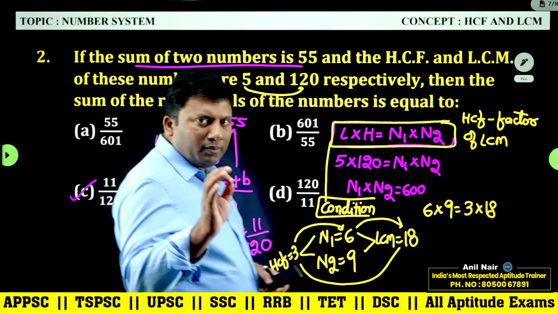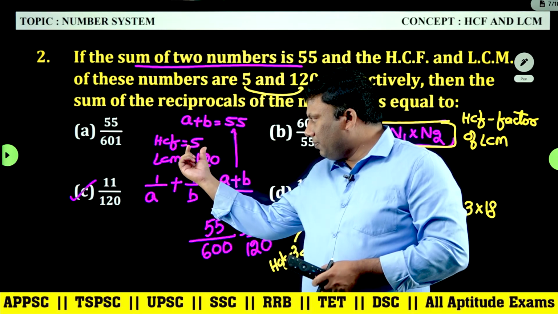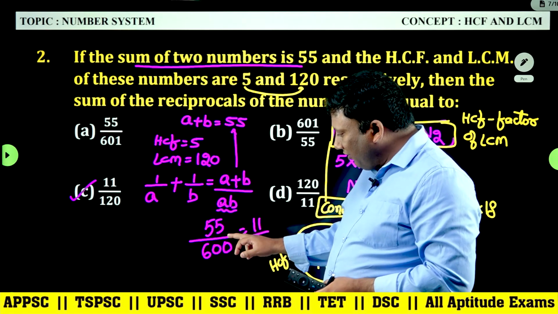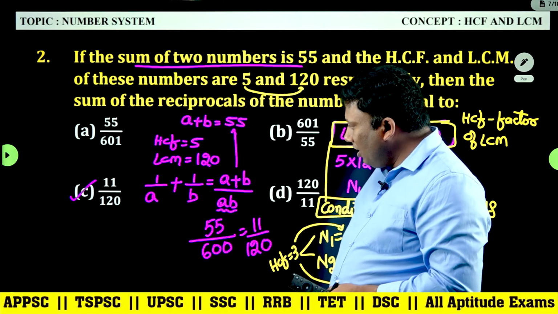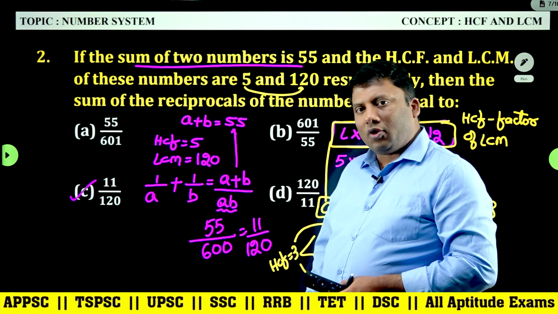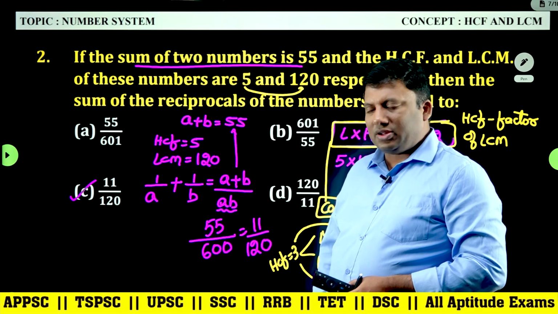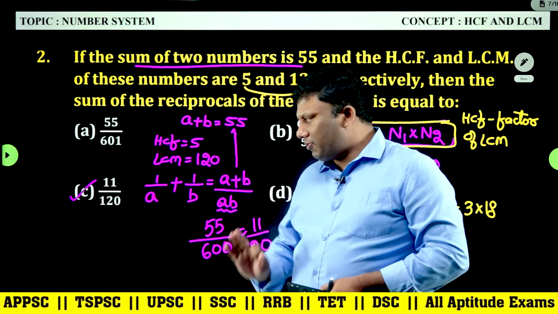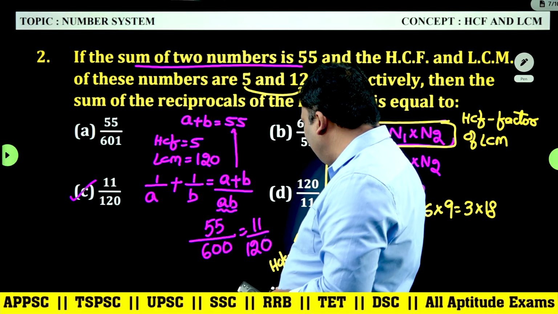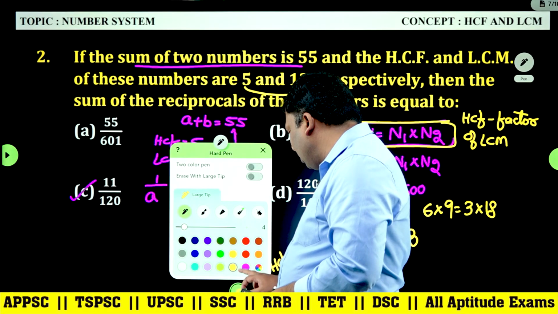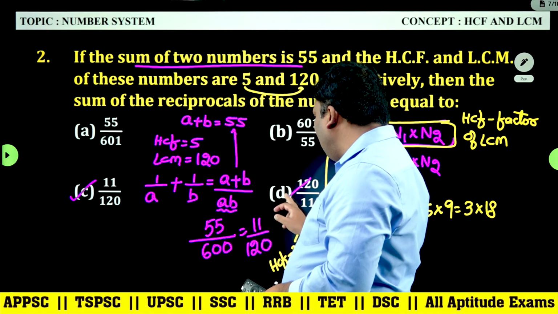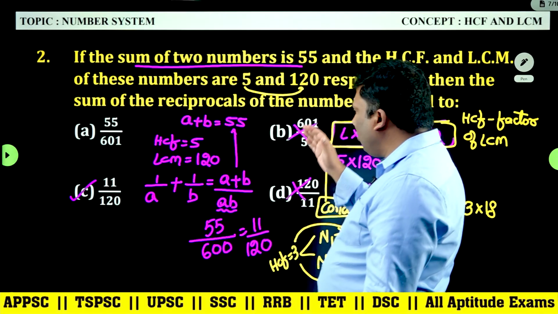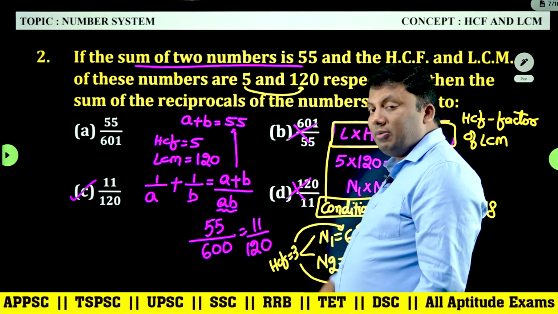Simple question. Sum of the numbers is given, LCM is given, HCF is given. 1 by A plus 1 by B is 55 by 600. I hope the idea is very clear. Now if you use a little bit of smartness, you can easily eliminate two options. What are the two options you can eliminate? 120 by 11 and 601 by 55. Without even solving, these will be eliminated.